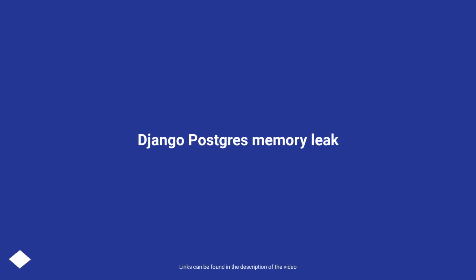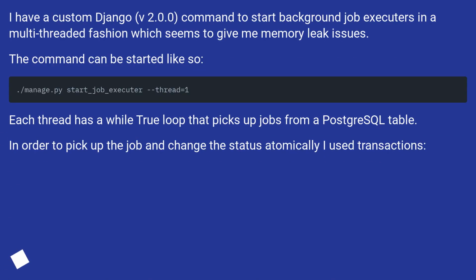Django Postgres memory leak. I have a custom Django v2.0.0 command to start background job executors in a multi-threaded fashion, which seems to give me memory leak issues. The command can be started like so.